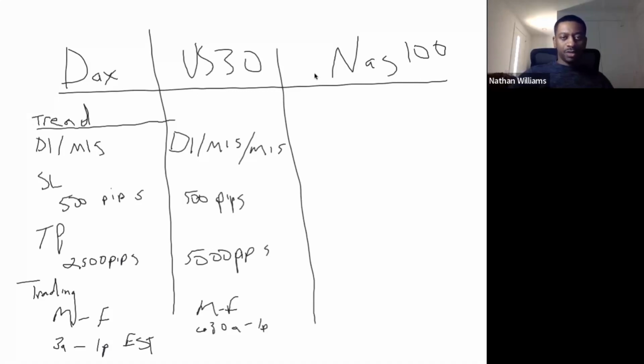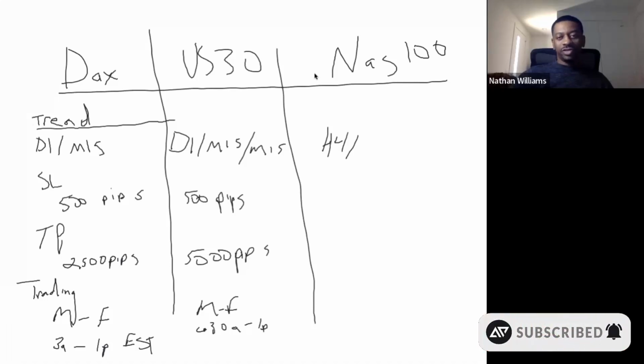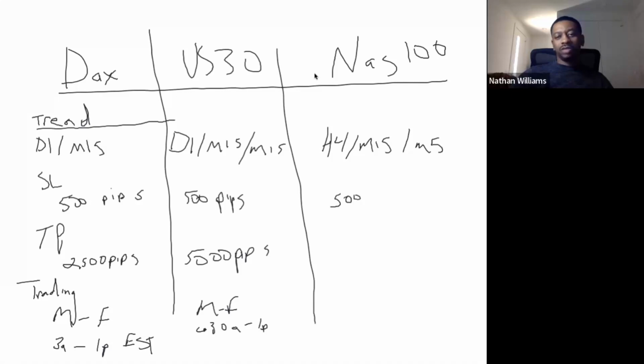All right. And then NAS 100 uses the H4, the M15, and the M5 for trend. All right. It's got the same strategy, 500 pips and 2,500 pips as DAX. And then it is Monday through Friday, 6:30 a.m. until 2 p.m. Eastern Standard Time. All right, so those are the settings for each pair.